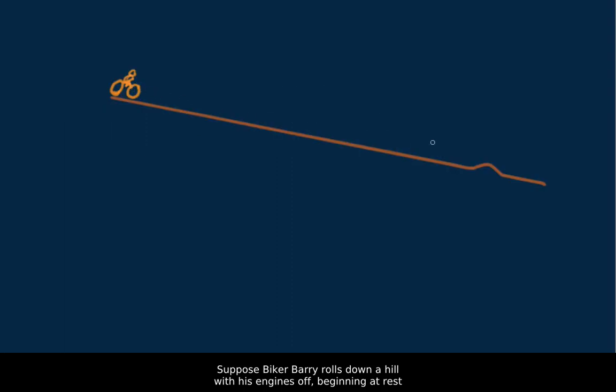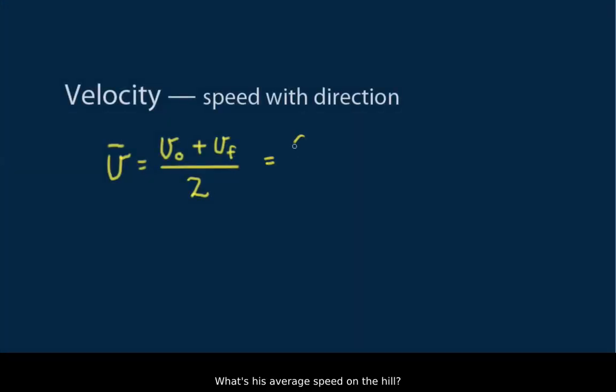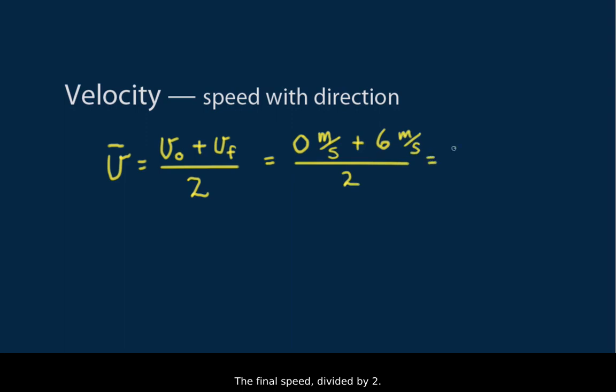Suppose Biker Barry rolls down a hill with his engines off, beginning at rest and reaching the bottom at 6 meters per second. What's his average speed on the hill? We see average speed is 0 meters per second plus 6 meters per second, the final speed, divided by 2. His average speed, or his average velocity, is 3 meters per second.